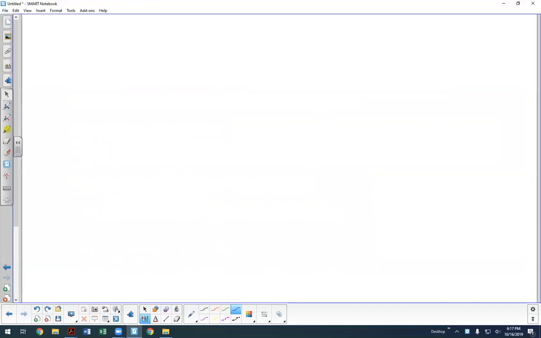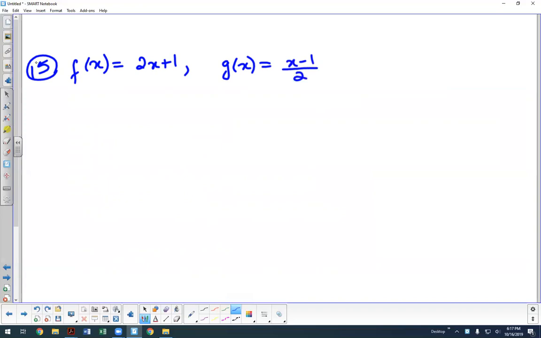Number 15. f of x is defined as 2x plus 1. Now, instead of using f inverse, they're just using g of x as the notation. And ultimately, our goal is to show that these two are inverses of each other. So let's start out with the first composition, f of g of x. That means I'm taking the g function and I'm literally putting it inside of the f function.